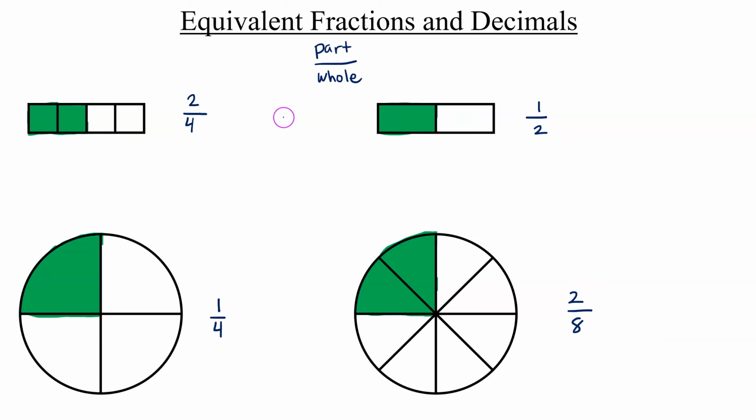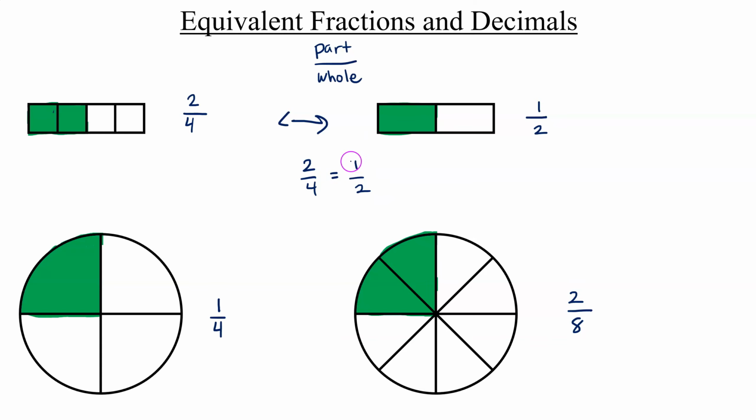Now what you might notice is these 2 rectangles here are the same size, and the colored in portion is also the same size. So 2 over 4, or 2/4, and 1/2, they're equal to one another. And we say that they're in the same family of fractions if they're equal to one another.